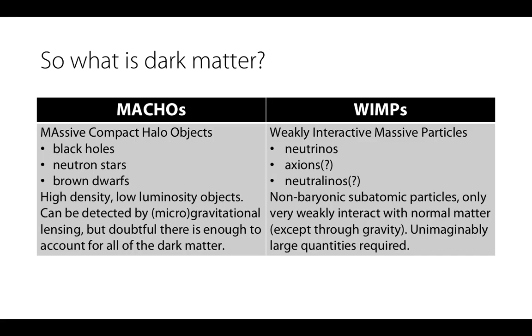Some people have suggested MACHOs. These are things like black holes, neutron stars, brown dwarfs, which are sort of failed stars, that have relatively high density but low luminosity. These objects exist. We can detect them by them doing little gravitational lensing, making stars behind them sort of briefly brighter and fainter. But we seriously doubt that there's enough of these to actually account for all of the dark matter.